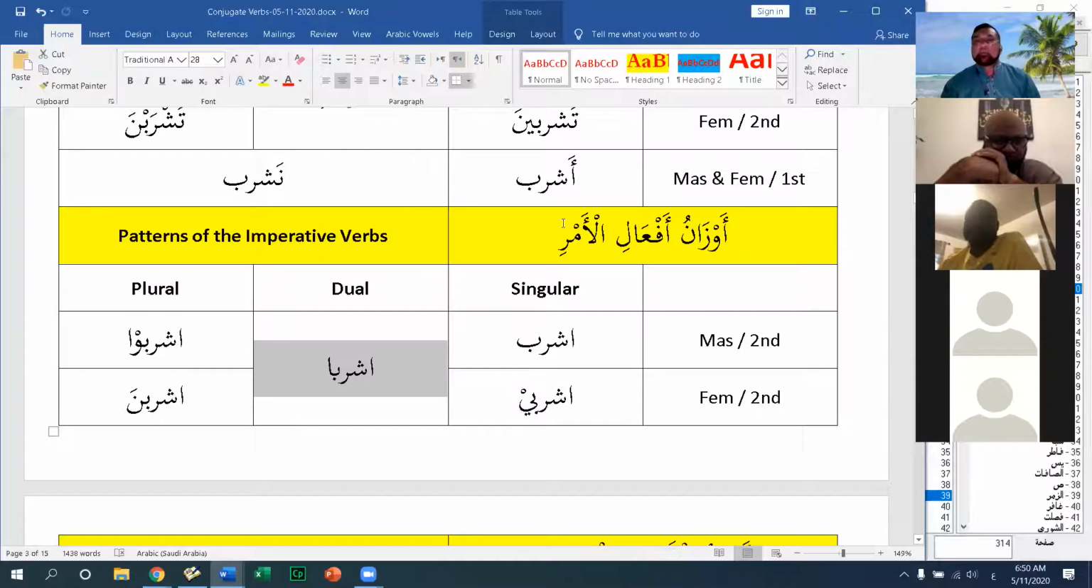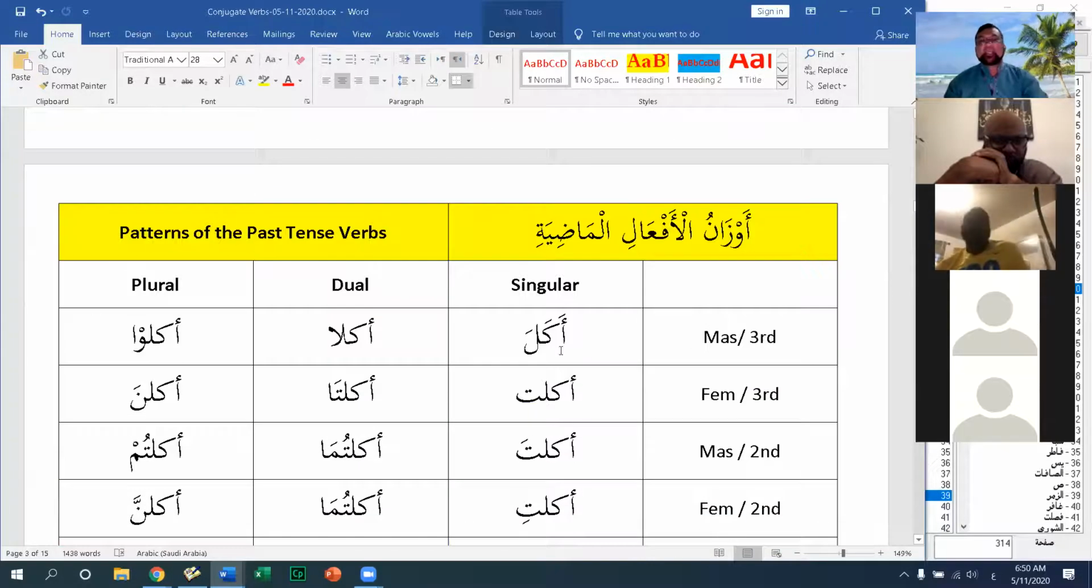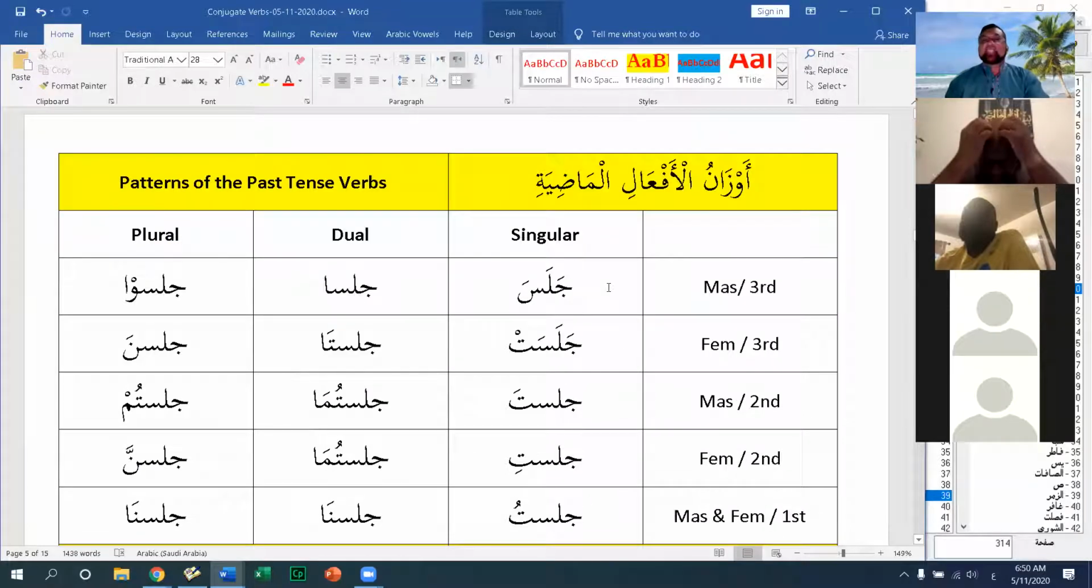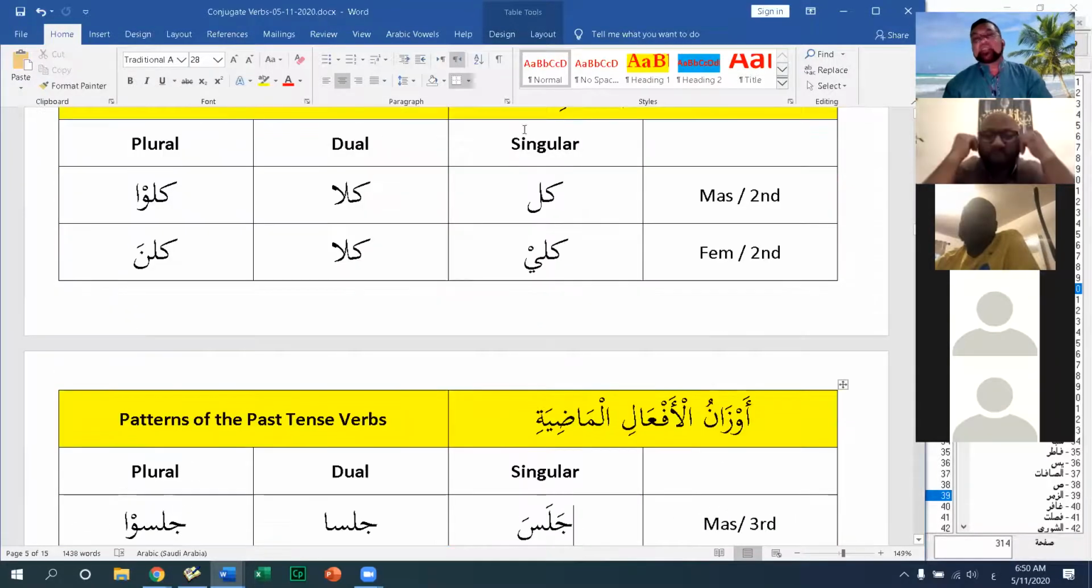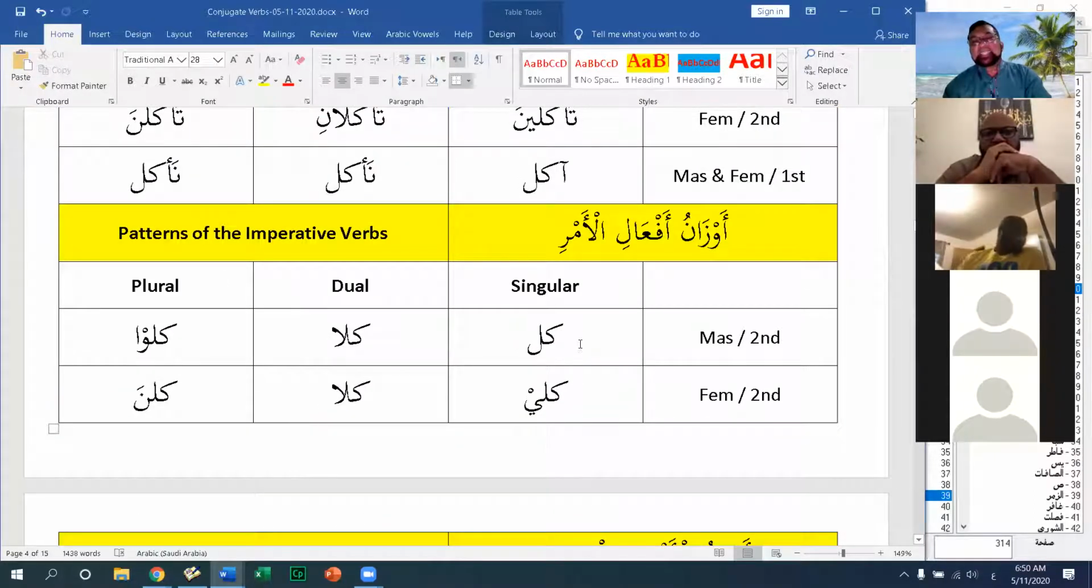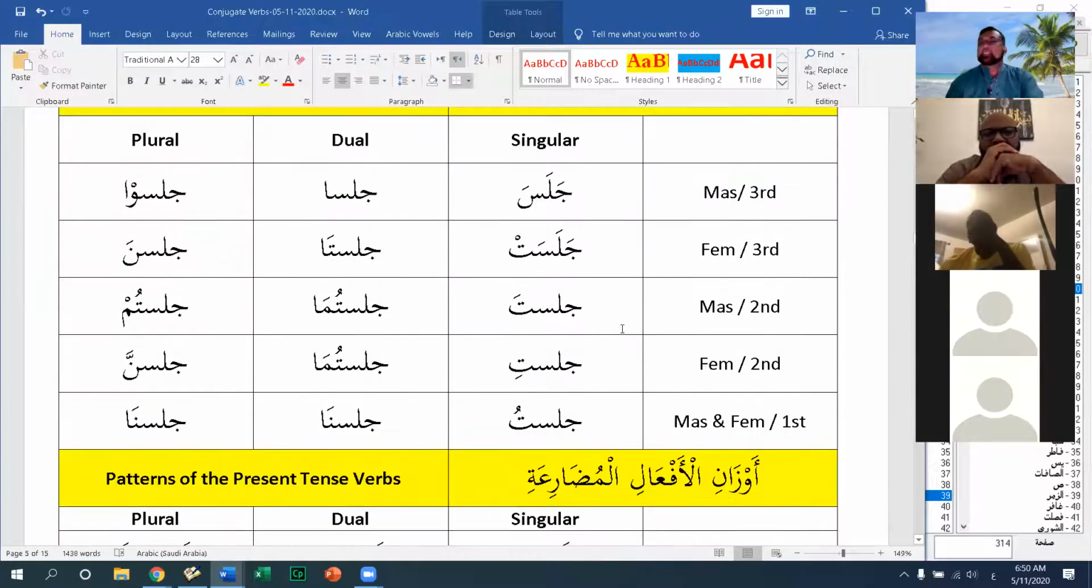Now, which one of you sisters? Kul is a harder verb, so I'm going to skip it for now. The reason kul is a little harder, it's really not that hard, is because of the hamza at the front. We eliminate it here, and I don't want to confuse you with that right now, so let's do jalasa. Which one of the sisters would like to try jalasa? I will try. Go for it.